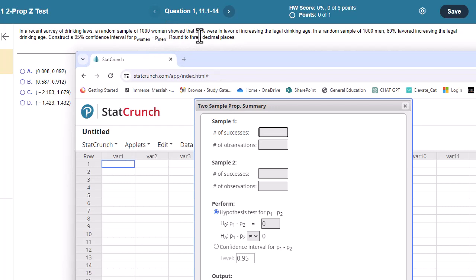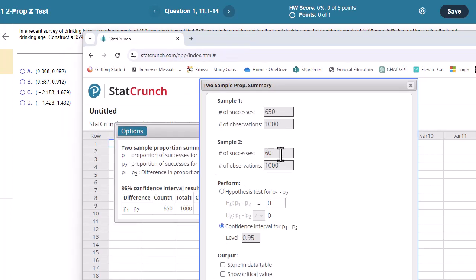And here's 1,000 women, 65%. So we have 1,000 women, and 65% would be how much? We need to do 0.65 times 1,000, which is 650. Similarly, for the men, we have 1,000, and we have 60%. So we'll go ahead and put 600 in for the men.